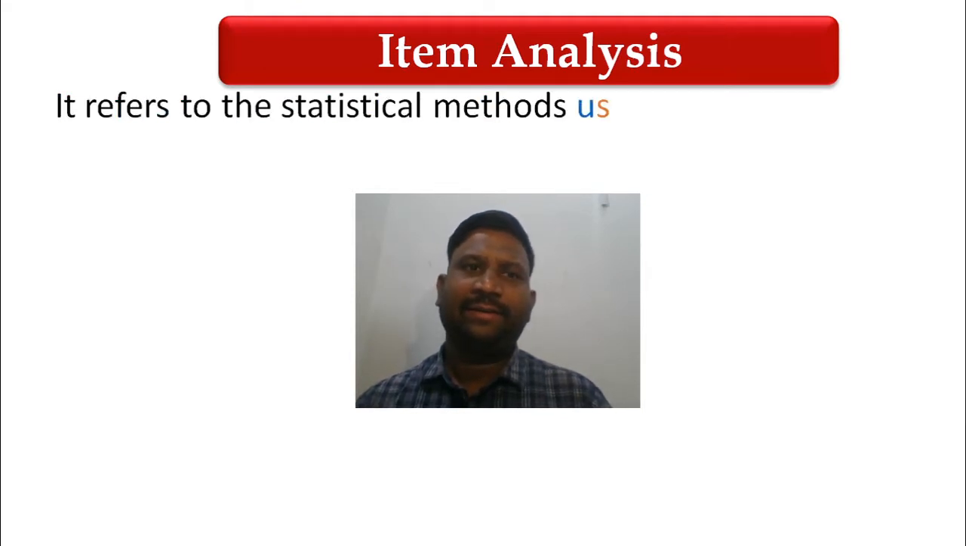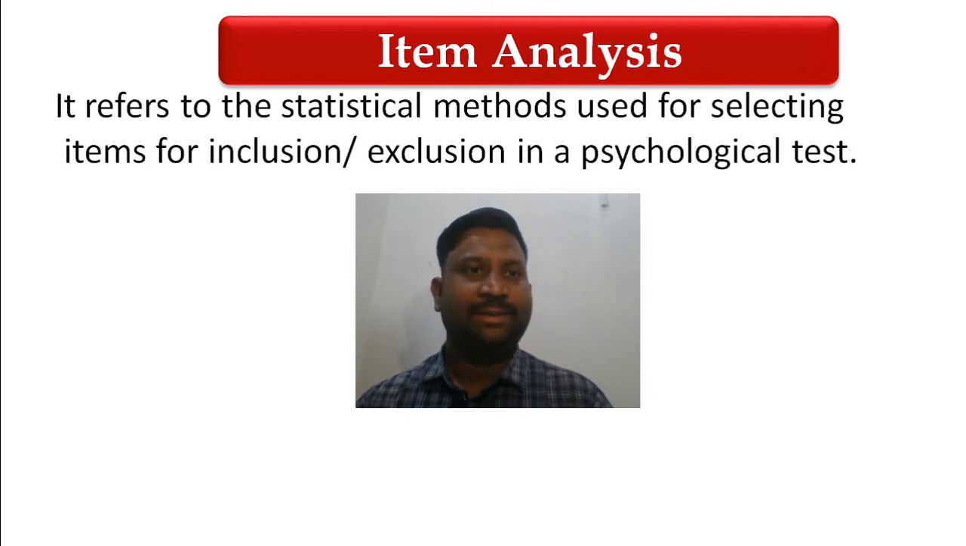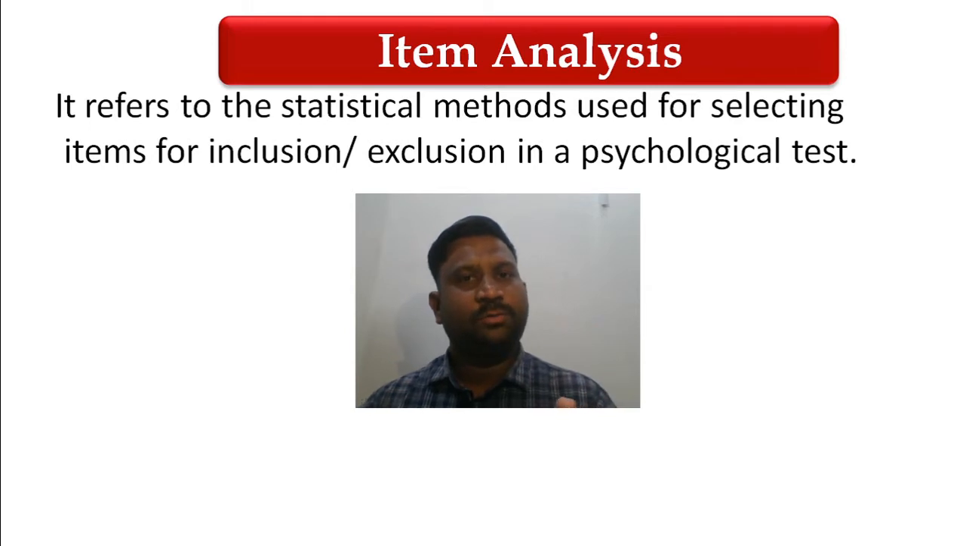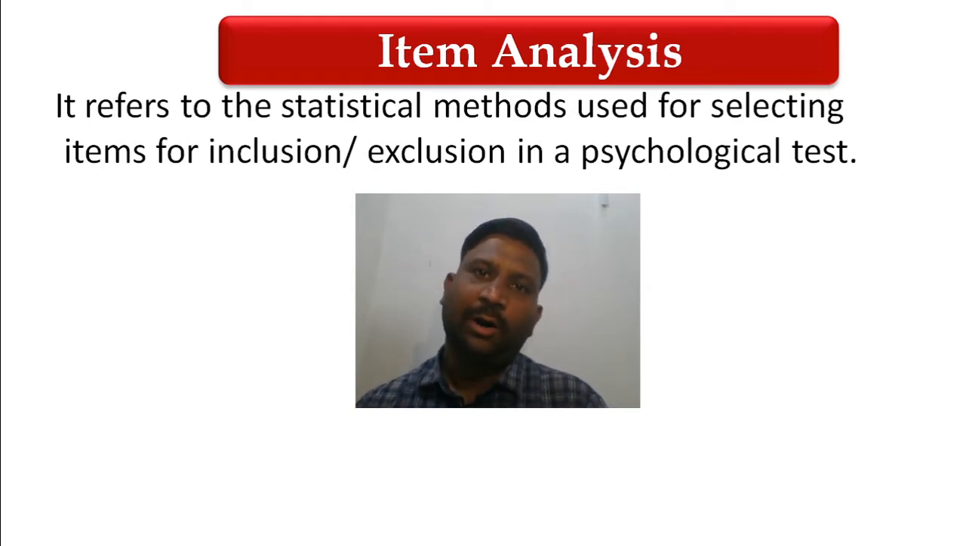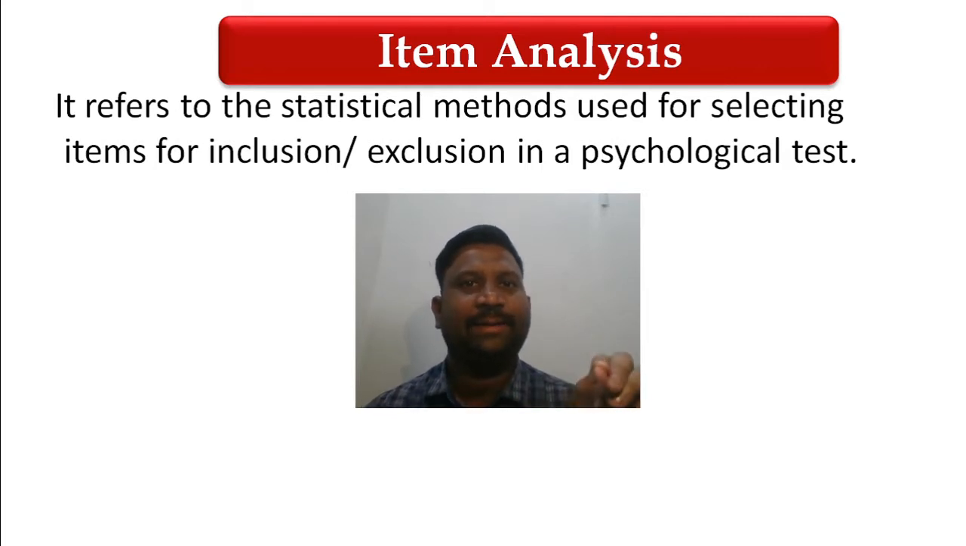Item analysis refers to the statistical methods used for selecting items for inclusion or exclusion in a psychological test. Suppose we are making an attitude or aptitude test or interest inventory. We are supposed to include some items and exclude some items. So how do we include an item, how do we exclude an item? For this purpose, we conduct item analysis, which means we analyze whether each item is fitting in the test or not.